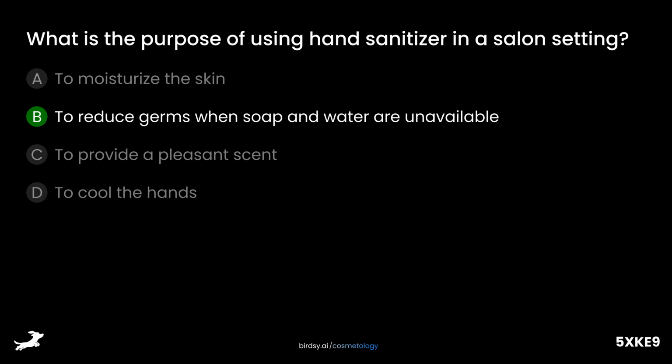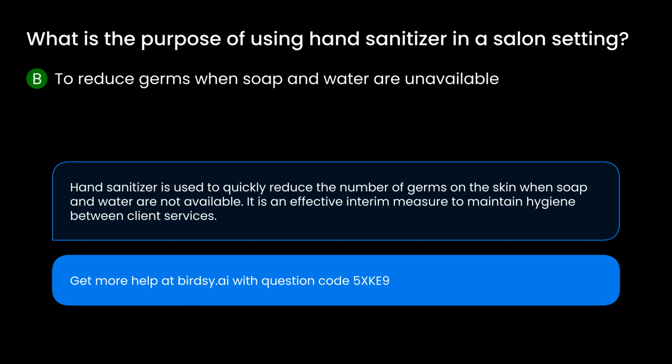The answer is B, to reduce germs when soap and water are unavailable. Hand sanitizer is used to quickly reduce the number of germs on the skin when soap and water are not available. It is an effective interim measure to maintain hygiene between client services.